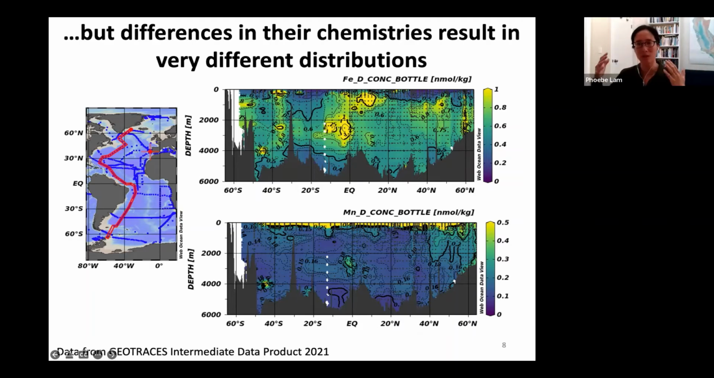So despite their similarities, they are redox active, they have similar sources, they have redox cycling, they are both micronutrients, they have vastly different distributions in the end. So that means that there are differences in their chemistries that we need to take into account, and we need to model differently if we're to understand what controls their distributions.